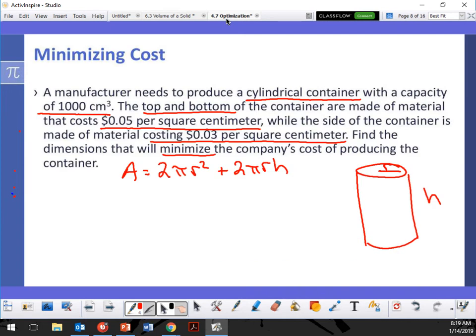Good. All right, so we have that one, and we also have the volume, right? The volume of the container. What's the volume of a cylinder? Volume of a cylinder is pi r squared h. Yes. Thank you. So it's going to be pi r squared h.